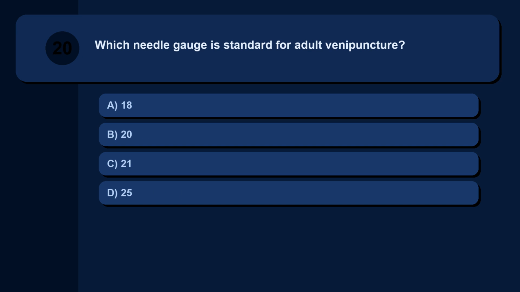Question 20. Which needle gauge is standard for adult venipuncture? 18, 20, 21, 25. The 21 gauge needle provides adequate blood flow while minimizing vein trauma, making it the standard choice for routine adult venipuncture.